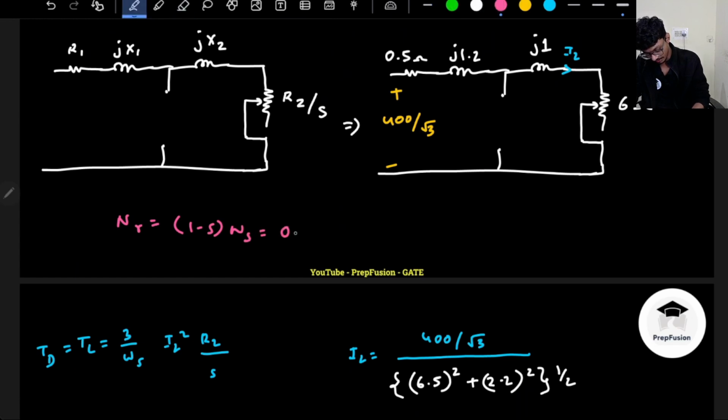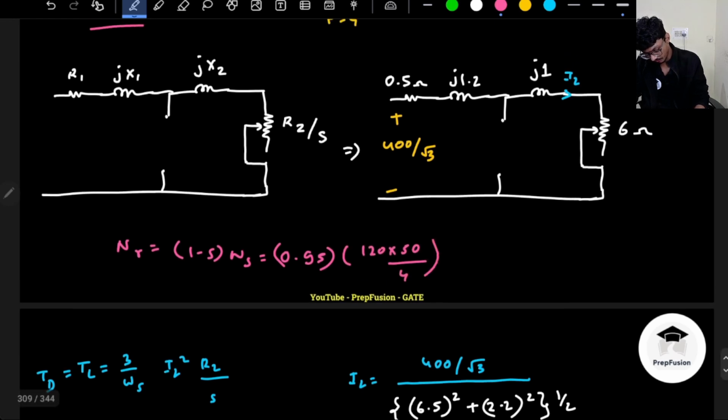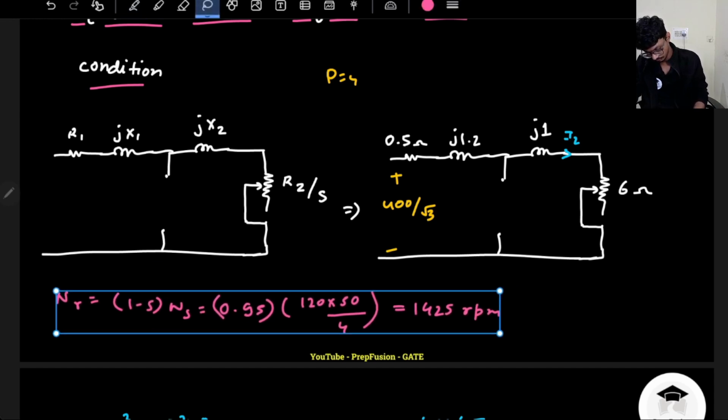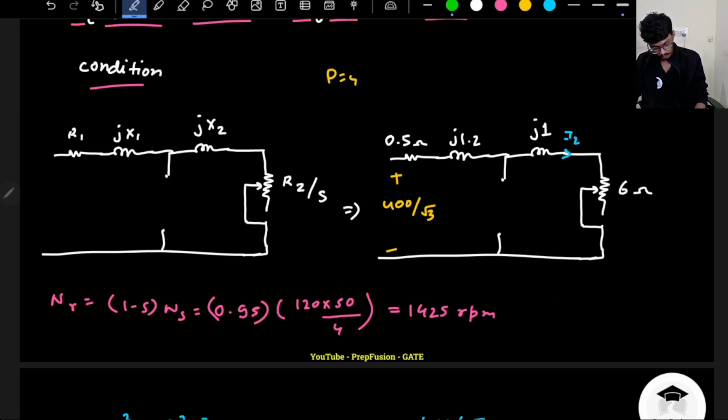So it is 0.95 into NS. NS is 120 F by P. Previously the frequency was 50 Hz and the number of poles were 4. So this will be 1500 into 0.95, which is 1425 RPM. So NR is this value.